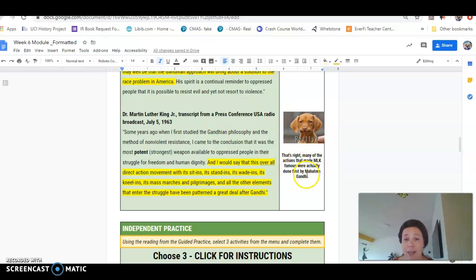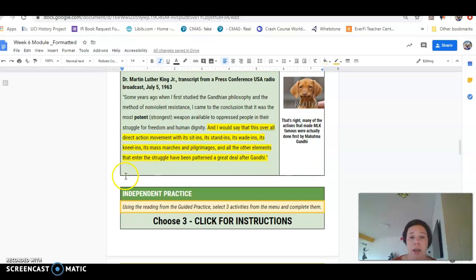So many actions that MLK was famous for were actually done by Gandhi first, in the 1930s and 40s in India. This idea of sit-ins, stand-ins, mass marches and pilgrimages. So think about, like, the Salt March to the Sea is very similar to the March of Selma.